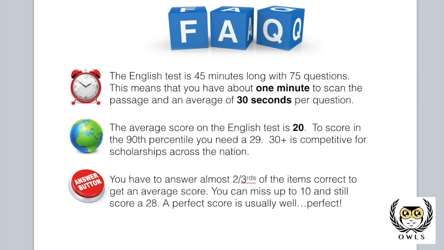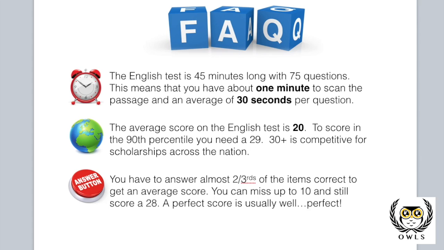The average score for the ACT English test is a 20, and pretty much you have to answer 50 questions just to get that 20. To score in the 90th percentile, you need a 29. But if you're going to go for a 29, it's even better to just add another point or two, because a 30 plus is very competitive for scholarships across the nation.